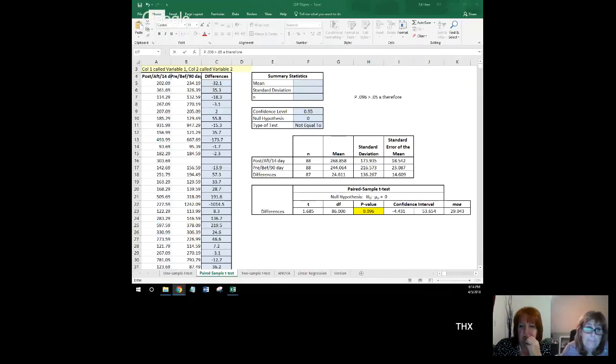She just wants to know if there is a difference. So we're just saying, is there a difference? So yes, there is. It's greater than 0.05. So yeah, there is a difference because the p-value was greater than the level of significance.